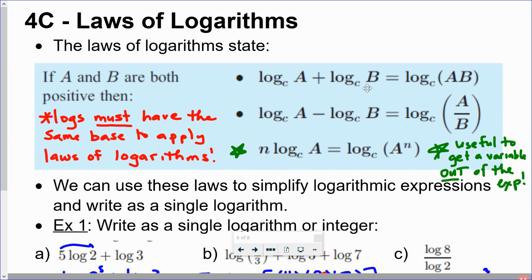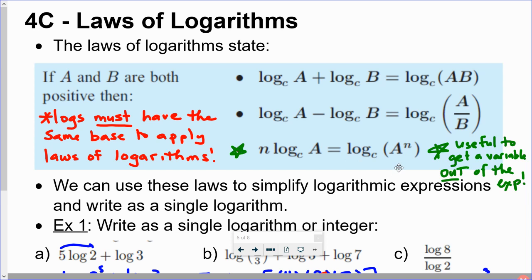So first, if I'm adding two logs with the same base, I can keep the log and the base and multiply the two values. If I'm subtracting two logs with the same base, then I can keep the log and the base and divide the two values. And if I have a factor times a log of a base, I can bring that factor up like an exponent. So this is the most useful log law because it helps us get a variable out of the exponent as well.